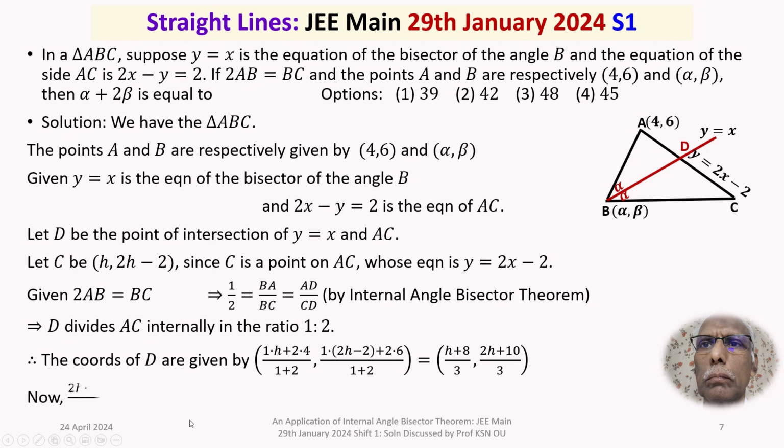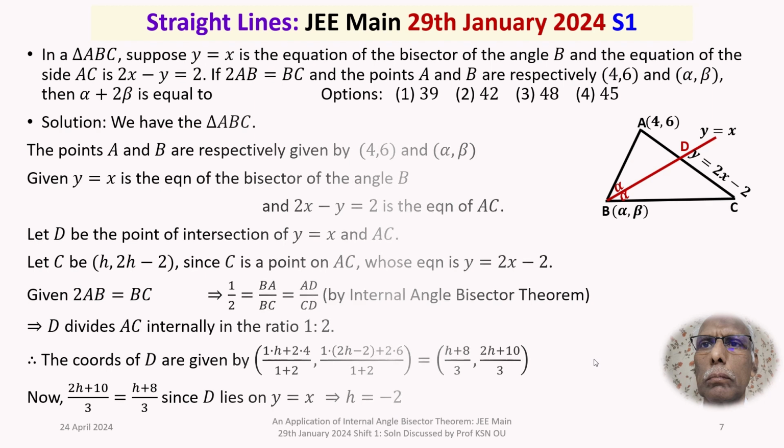And you can now use that these are equal. Why? D lies on the angular bisector of the angle B, whose equation is y is equal to x. Therefore they are equal. When equated, the 3 cancels, and 2h minus h, that is h, is equal to 8 minus 10, that is minus 2. So h is equal to minus 2. We continue in the next slide.